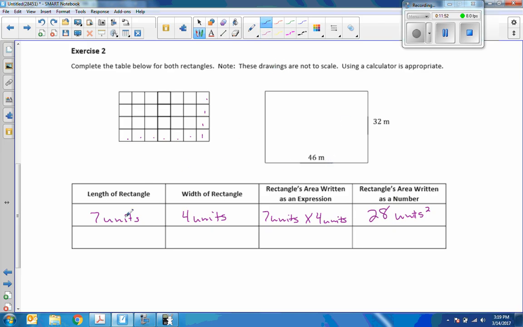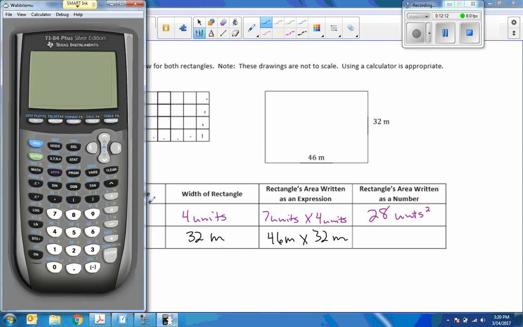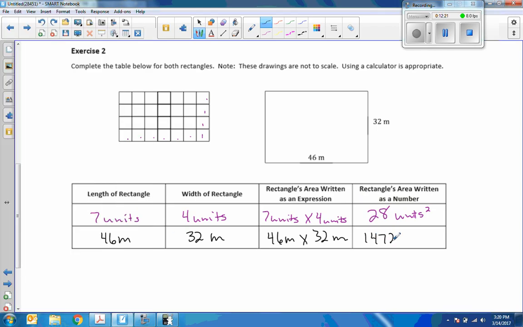This one, the length is 46 meters. This is length. This is width, 32 meters. So 46 meters times 32 meters is the area written as an expression. 46 times 32 is 1,472 meters squared.